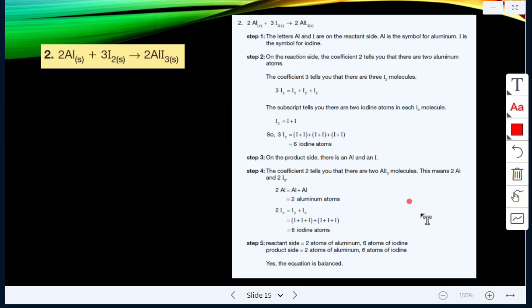All right, and our last step then is to just compare the reactant side and the product side. So there are 2 aluminums on the reactant side, and there are 2 aluminums on the product side. So aluminum is balanced. Iodine, there are 6 iodines on the reactant side and 6 iodines on the product side. All right, so yes, the equation is balanced.